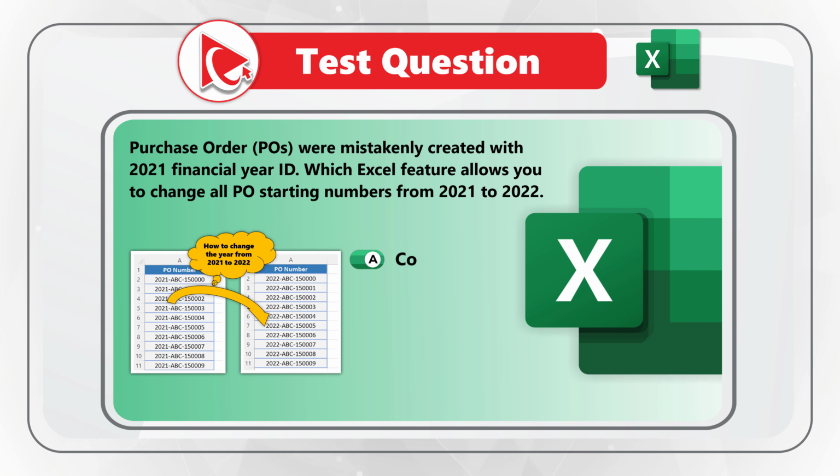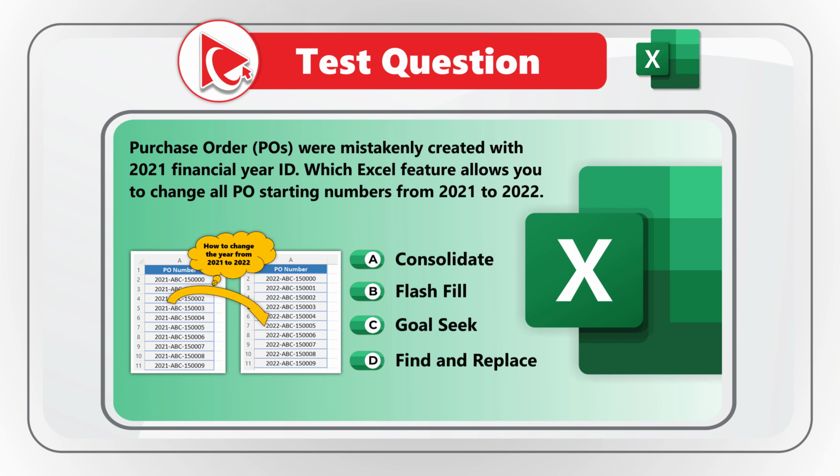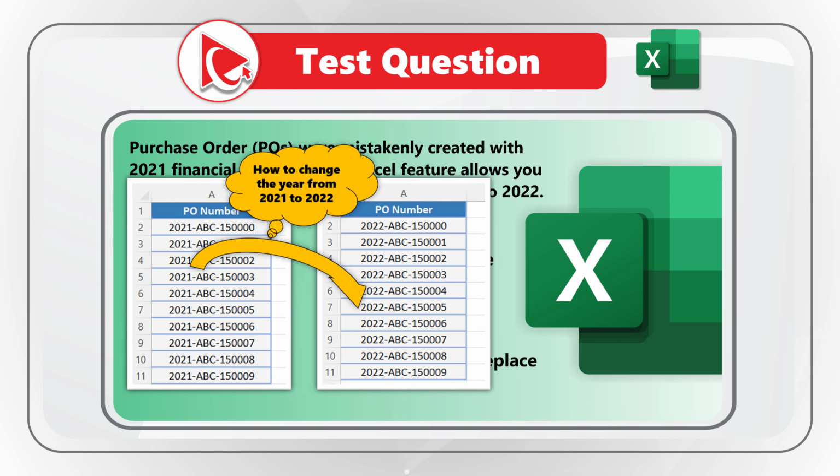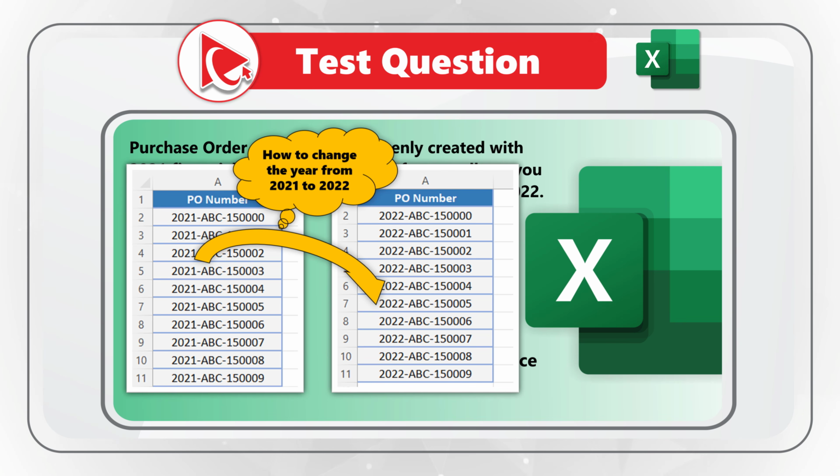Choice A, consolidate. Choice B, flash fill. Choice C, goal seek. And last but not least, choice D, find and replace. Take a close look at the purchase order numbers in Microsoft Excel and see which feature you would choose to complete the action. Did you figure it out?